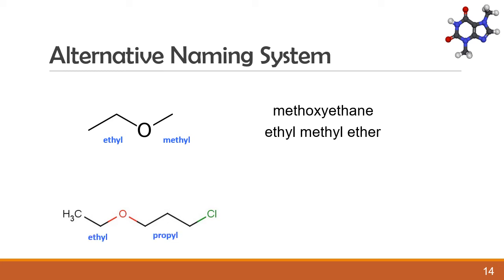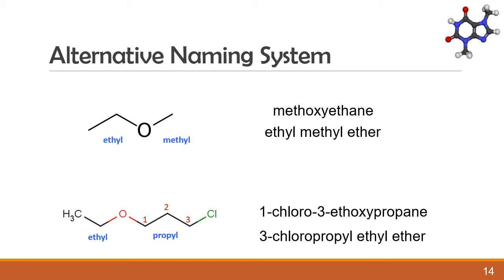In our second ether, we have an ethyl on the left side and a propyl on the right side with a halogen as a substituent. The halogen is chloro. The IUPAC name for this ether is 1-chloro-3-ethoxypropane. The common name is 3-chloropropyl ethyl ether. Remember that when naming ethers, we name the right side separately from the left side, including the substituents that may be attached to it.